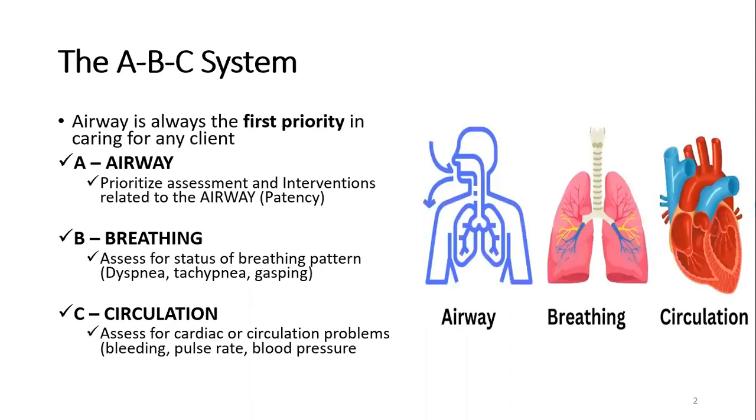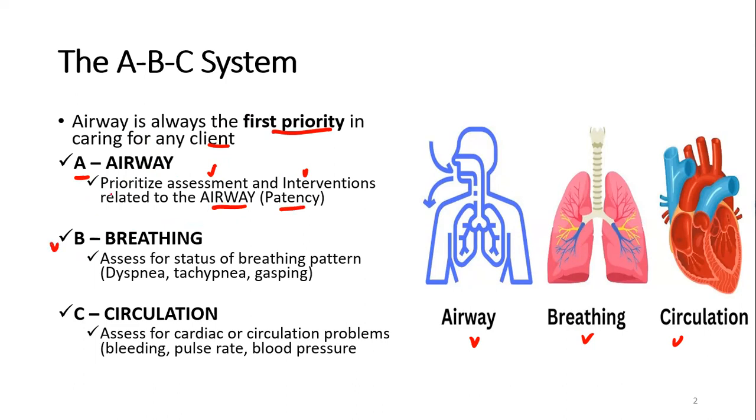First, the ABC system means airway, breathing, and circulation. Airway is always the first priority in caring for the client. When you talk about the client's priority, if the scenario choices include airway, then most probably that will be the best answer. Airway is the prioritized assessment or intervention related to airway or to patency.